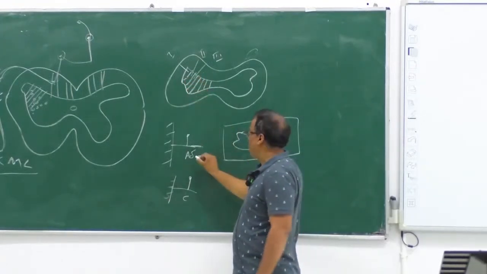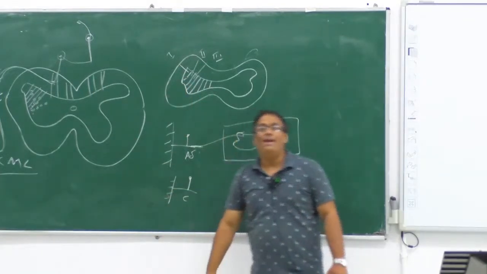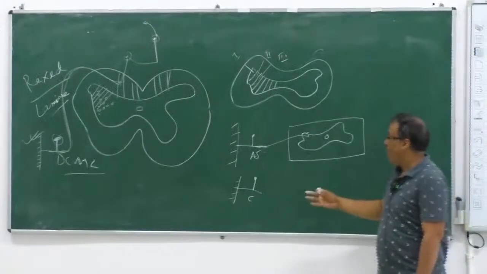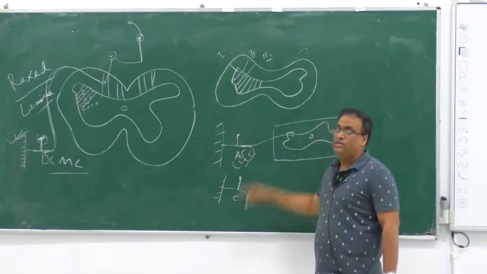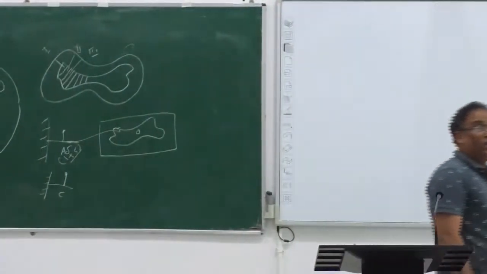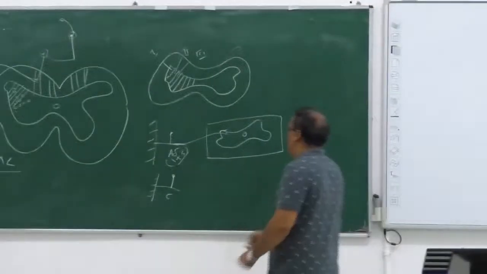I can say that the A delta will terminate in laminae 1 and 5, and the C fiber terminates in lamina 2. The dorsal horn is divided into laminae 1 to 10. So A delta goes to 1 plus 5, meaning the first and fifth laminae. C fiber goes to lamina 2. If you forget, no problem. Let's go.